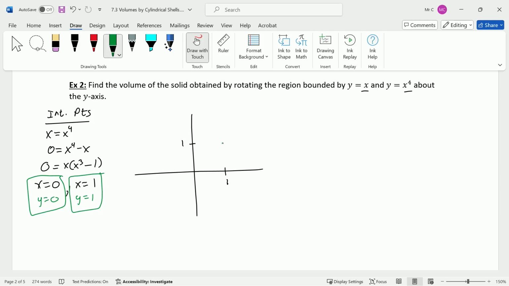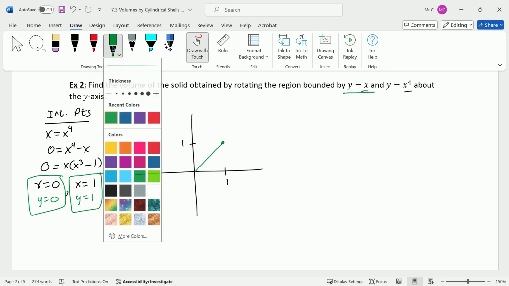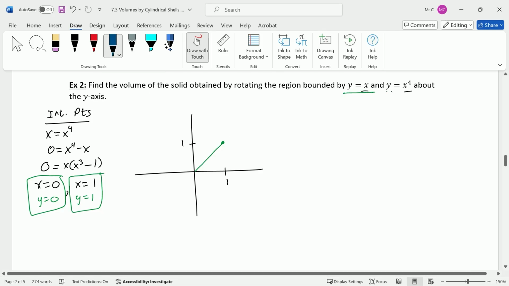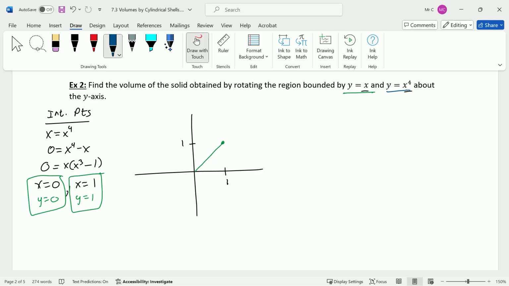Okay, so one of these is the straight line with slope 1, that's y equals x. And the other graph is the fourth power function, which looks a lot like x squared, just a little more extreme. Looks like this. So we've got our intersection points. And now we have to imagine rotating this graph about the y-axis. So I'm going to draw my mirror image region here.